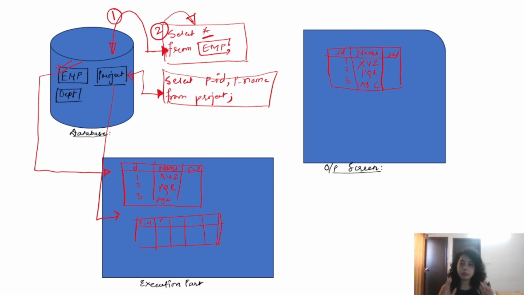So basically the from clause will bring your complete table to the execution part. After bringing the complete table to the execution part, the select clause will work. My select clause will say I only want the project ID and project name. So it will get you in the output screen only your PID and your project name. So you'll get only two columns in your output screen, and the rest will remain in the execution part. That's how your select clause works.